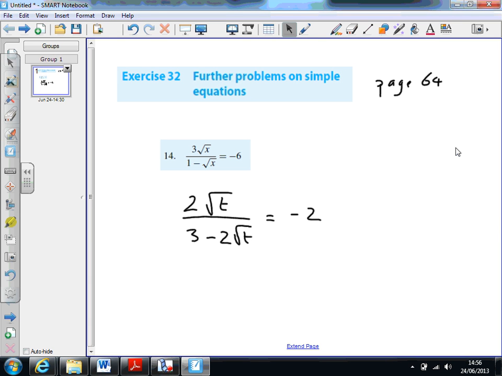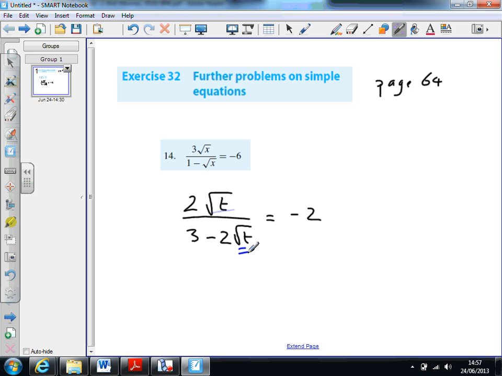Okay, exercise 32, page 64, question 14. This at first sight looks to be quite an awkward question because it's got more than one square root in it. We treat it like an ordinary equation initially. We're just going to get square root of t on its own somehow, like getting x on its own, because at the end of the day, x is a number, and so is the square root of t.